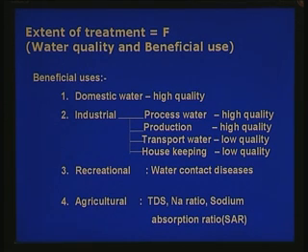Then the third is transport water. Water is used for transporting material within the industry, maybe the lumber industry, timbers, etc. They are all floated, they are all transported through water. Another thing is housekeeping. For housekeeping purposes, we could have low quality water. I do not have to have the production water or process water quality.